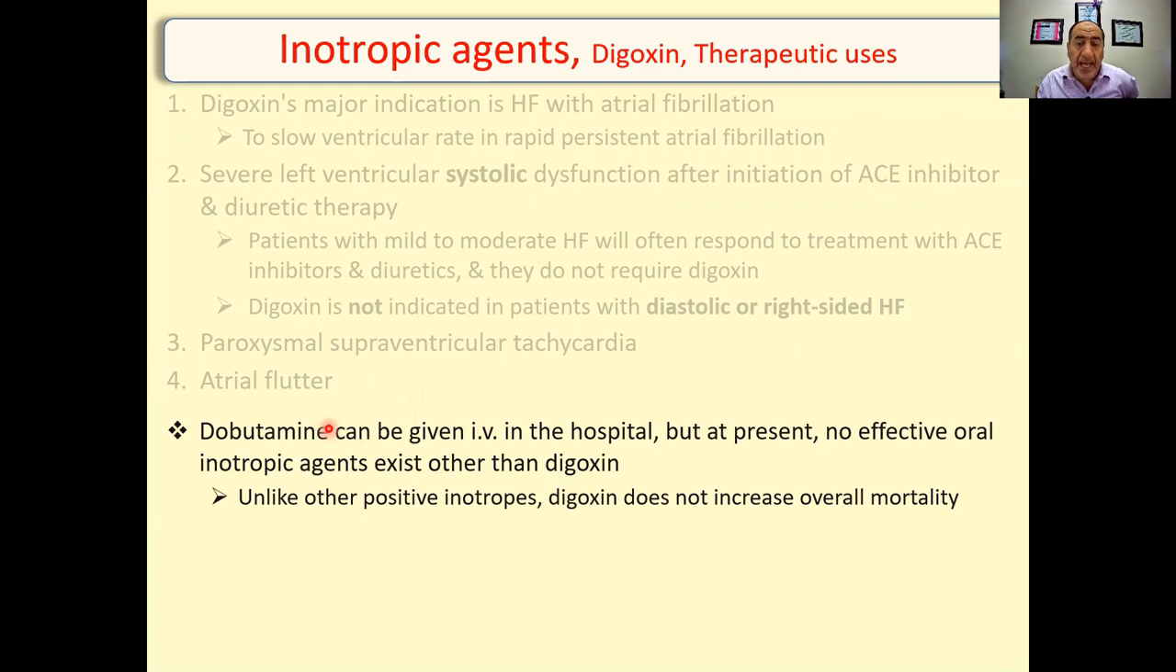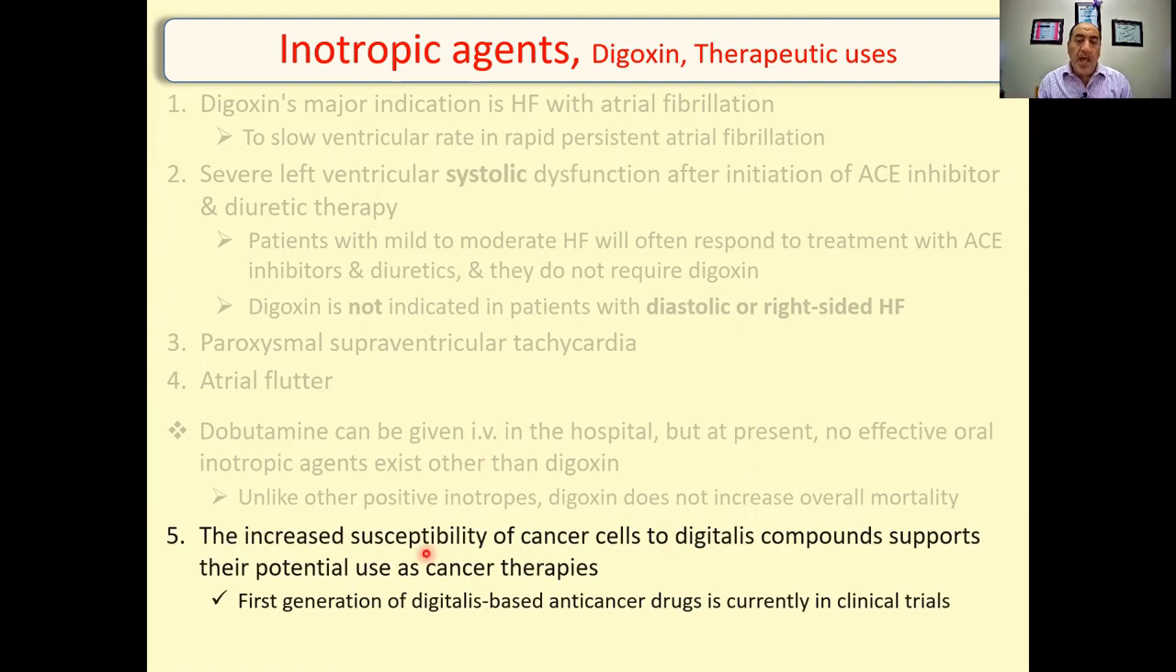Okay, it's just a comparison between it and dobutamine. Dobutamine is a beta-1 agonist that we will discuss at the end of this video. It's taken parenterally, but the only inotropic drug that's given orally is digoxin. In addition, unlike other positive inotropes, digoxin does not increase overall mortality. The other drugs, the phosphodiesterase inhibitors and the beta-agonists, may increase mortality. They found some anti-cancer effect of these drugs, and the clinical trials are currently going on.